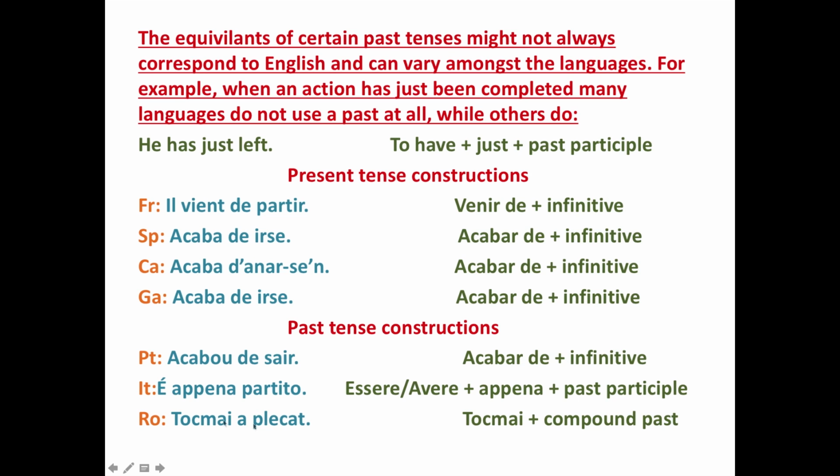In Italian and Romanian, they use their compound past tenses, and they use a word like in English we use just, to differentiate when something has just happened and when something happened a while ago. So in Italian they use appena, and in Romanian tocmai, and this is basically like just.